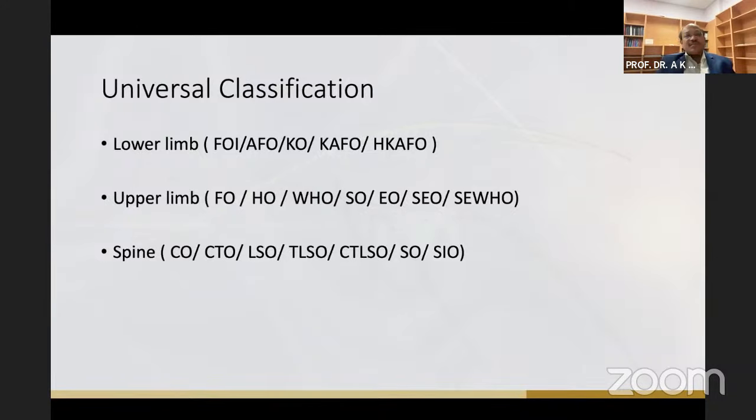Now, what is the universal classification? This is a very, very important slide, and it will make our life very easy. All over the world, this is considered: lower limb, upper limb and spine. So in the lower limb, there is the foot orthosis, the orthosis which encompasses the foot joints. In that sense, every person uses some foot orthosis every day, either a shoe or a boot. What is the difference between the shoe and the boot? If the upper border of this foot orthosis crosses the malleoli, then it is considered a boot. But if the upper border remains below the malleoli, that is a shoe.